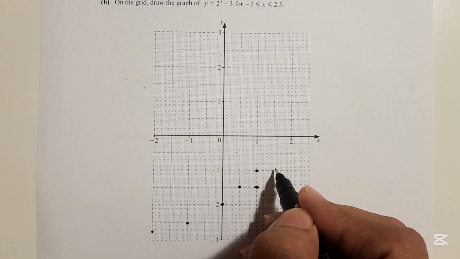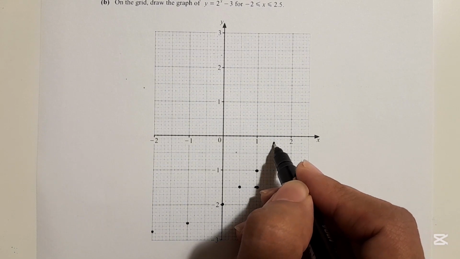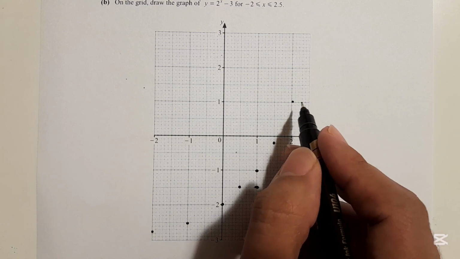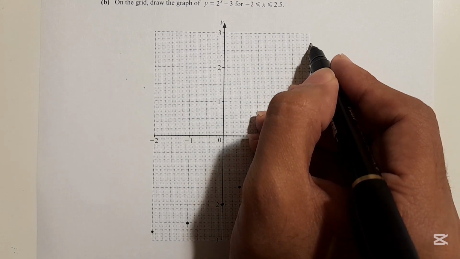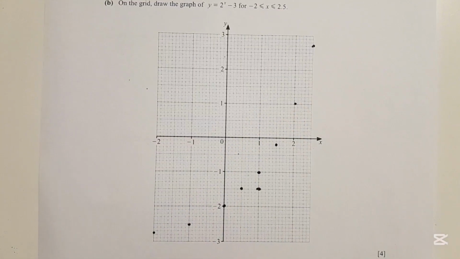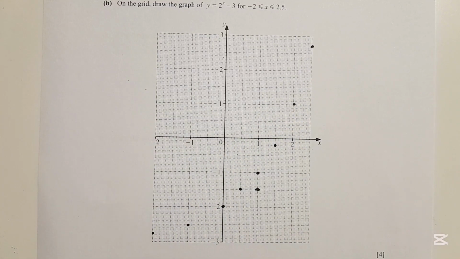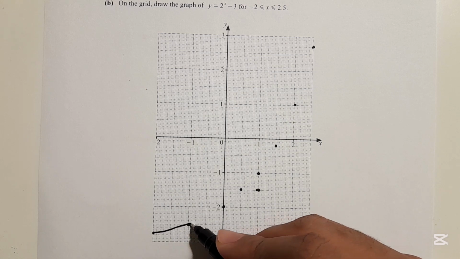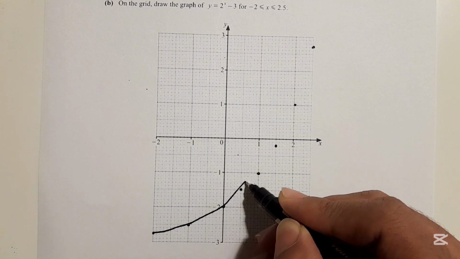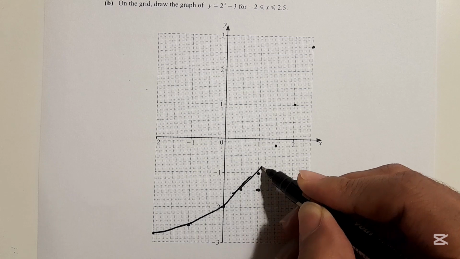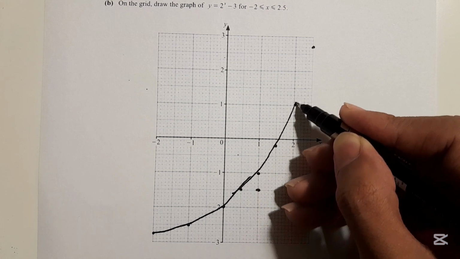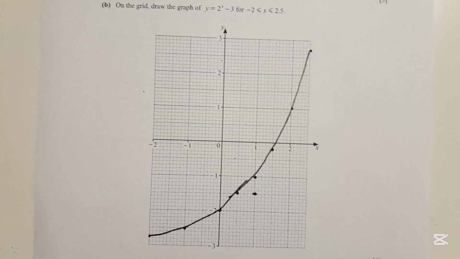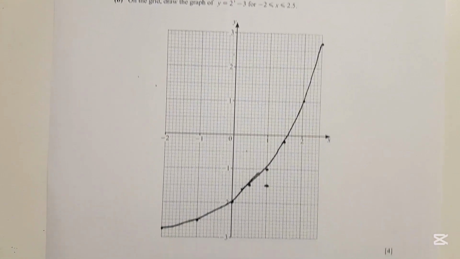1.5 will be 0.17, and 2 will be 1, and 2.5 will be 2.6 here. So we will draw a perfect curved line connecting all of the points like this. So this is the graph that we'll be drawing for part B of question 10.